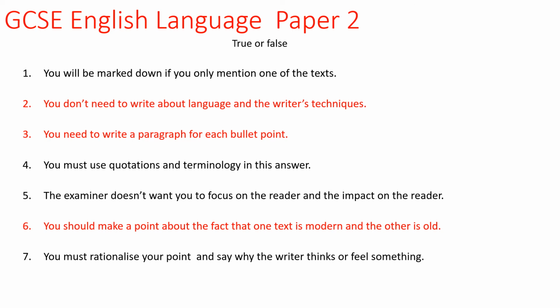Number seven, you must rationalize your point and say why the writer thinks or feels something. One of the big things that students do is they just say the writer feels this, but they don't do the because. Why do they think this? Why do they feel this? That's a really, really important thing, because that's what the examiner wants to see, you explaining what the writer thinks and feels, and that shows that you understand the text, what it's really, really about. And that's the end.